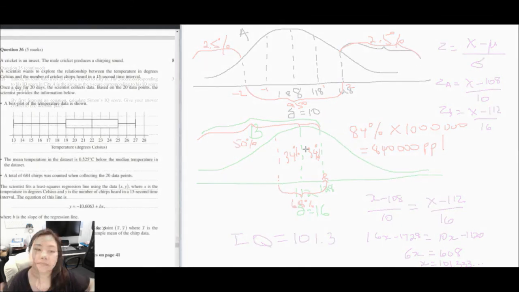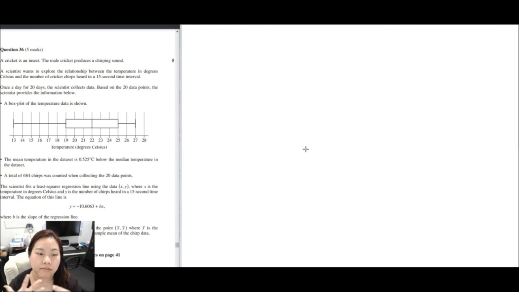Done. Question 36, 5 marks. Oh my goodness. A cricket is an insect. It's also a sport. The male cricket produces a chirping sound.